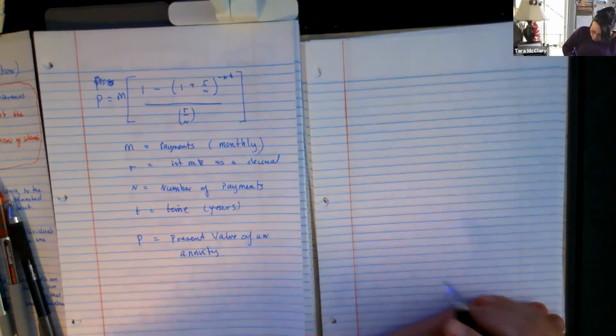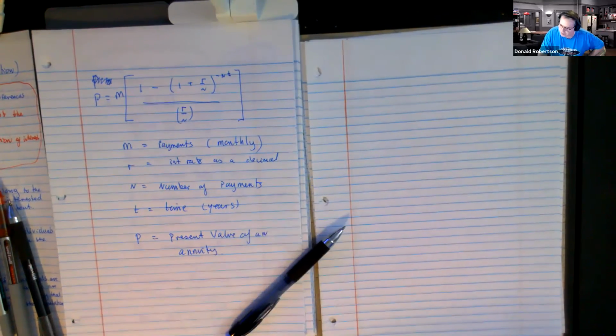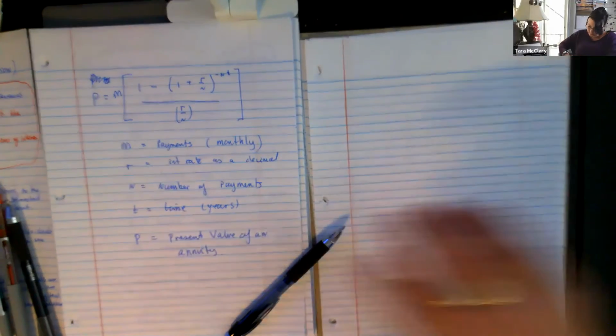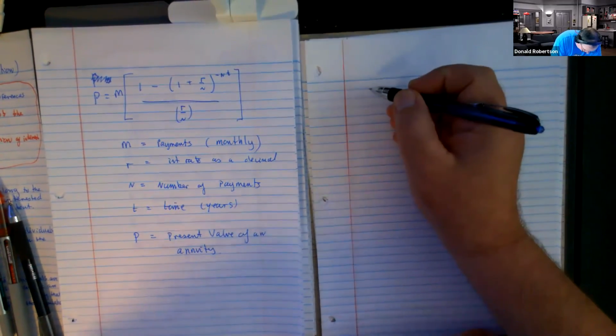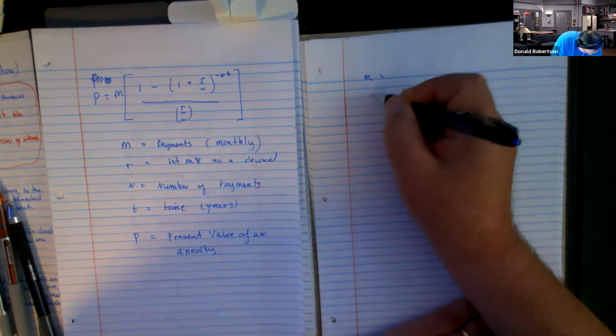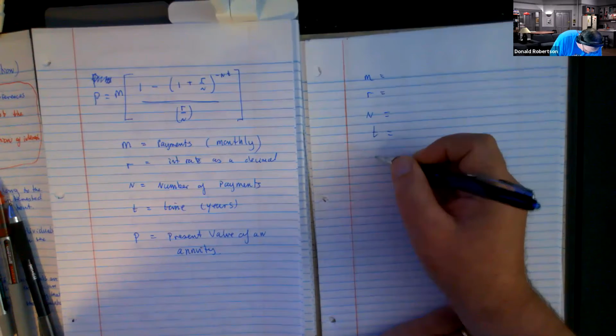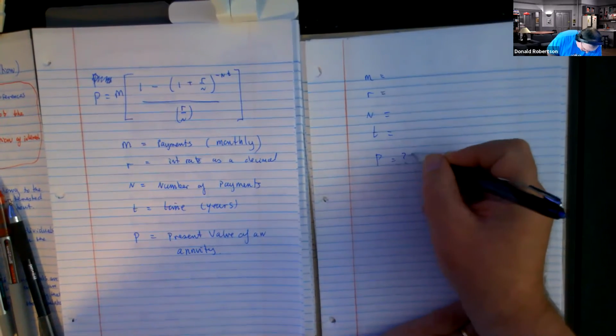Okay, I think it's time we did one. You try one on your own, and then I'll do it, and that'll be a good sign that we are on target. We all know, hopefully, how to do it now. So here goes. Okay, so I need a story with an M in it, an R in it, an N in it, a T in it, and we're going to find P, right?